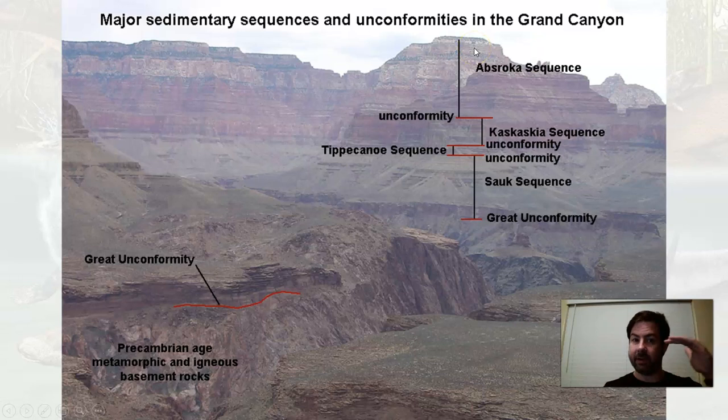So when we're looking at the Grand Canyon, if you ever go there and you're looking at all these layers, these are all the sedimentary layers, all Paleozoic era, from about 540 million years ago during the Cambrian to about 240 million years ago, the end of the Permian. These are all sedimentary layers from the Paleozoic era that were deposited during these major sequences: the Sauk, the Tippecanoe, Kaskaskia, and the Absaroka. Thank you, Grand Canyon, for showing us that.